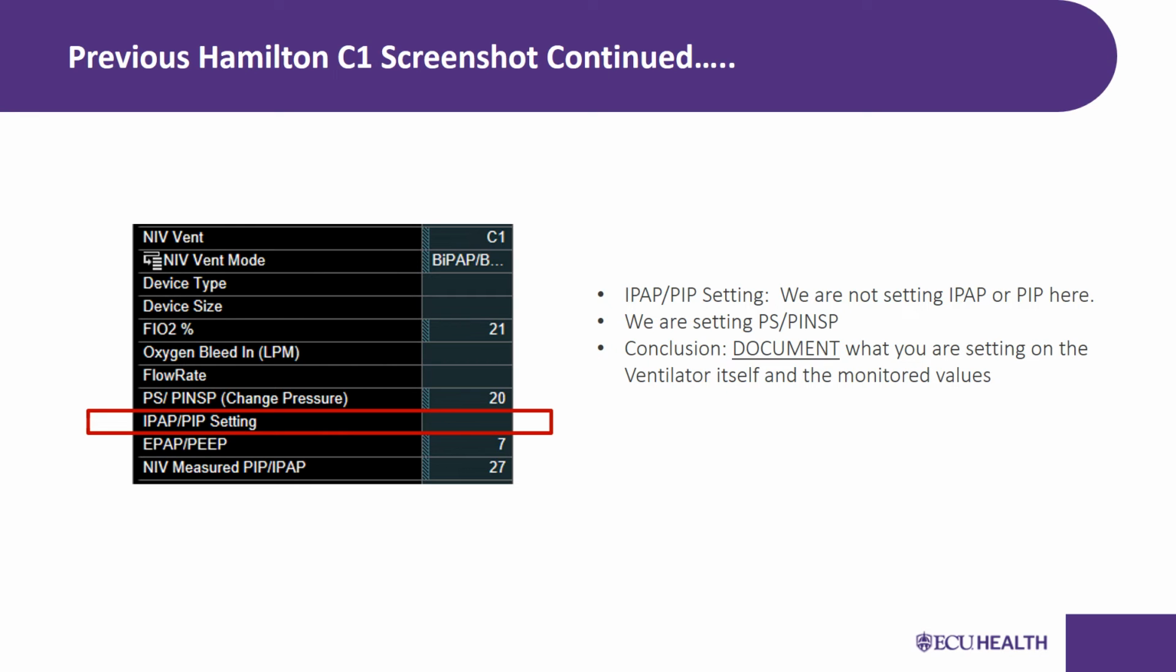We are not setting an IPAP, and we are not setting a peak inspiratory pressure setting here. We are setting pressure support, or PINSP, depending on the mode. So document what you are setting on the ventilator itself and the monitored values.